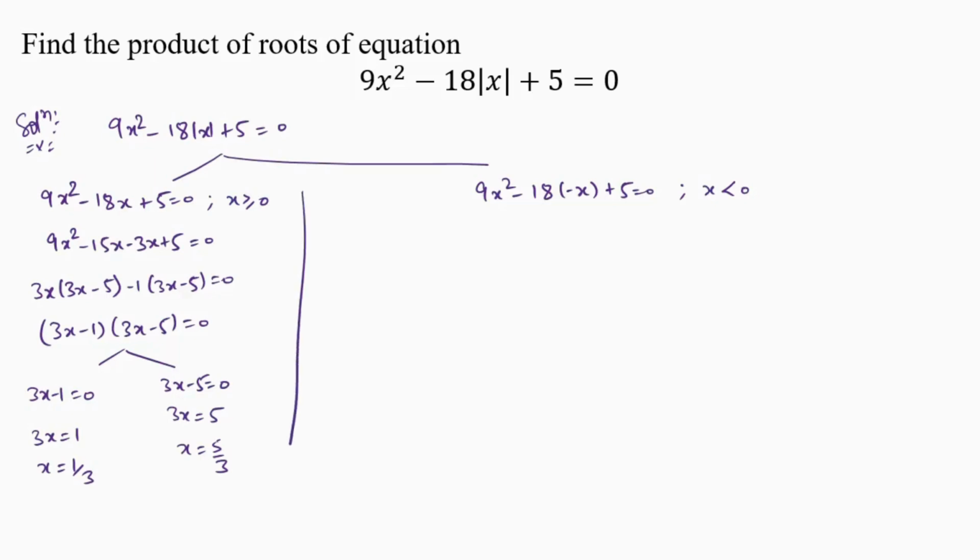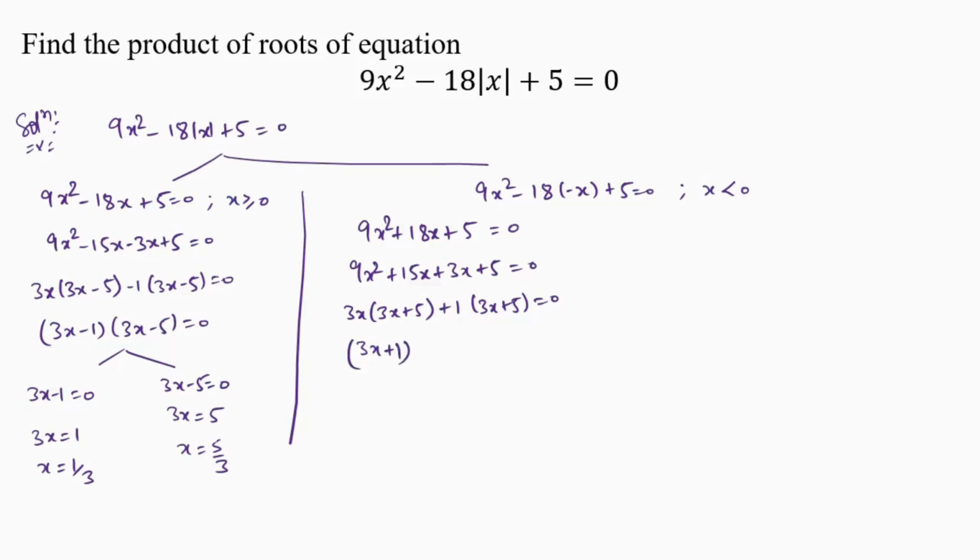Now let's solve the second case in which we have 9x squared plus 18x plus 5 equals to 0. This can be further written as 9x squared plus 15x plus 3x plus 5 equals to 0. So take 3x common, we get 3x plus 5 in the bracket, plus take 1 common from the last two terms, we get 3x plus 5 equals to 0. So this will become 3x plus 1 times 3x plus 5 equals to 0.